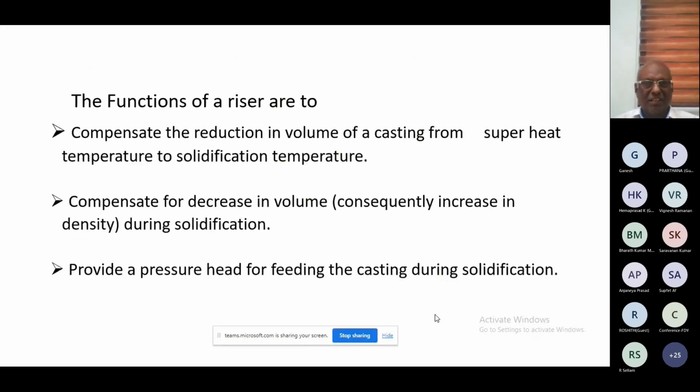The functions of a riser are to compensate for the reduction in volume of a casting from superheat temperature to solidification temperature, compensate for the decrease in volume and consequent increase in density during solidification, and provide a pressure head for feeding the casting during solidification.